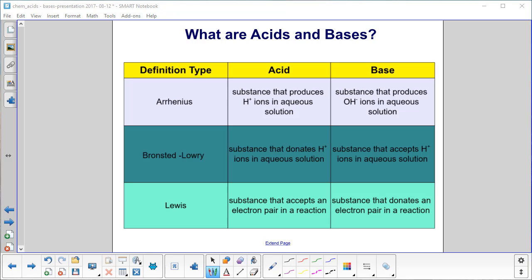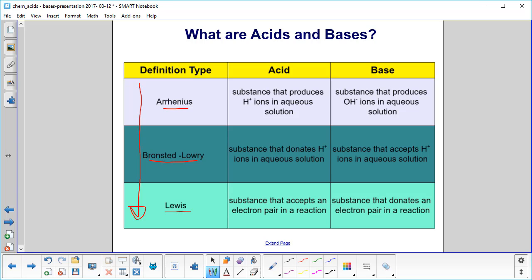What are acids and bases? And we're going to take this in order of classification, right? So we started with Arrhenius, then Bronsted-Lowry, and then Lewis, and we kept expanding the definition to include reality.